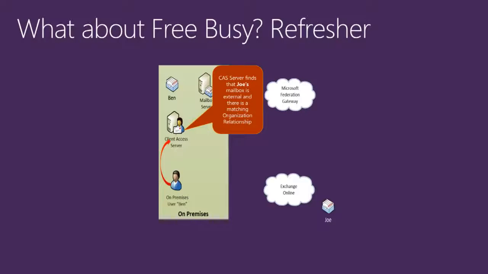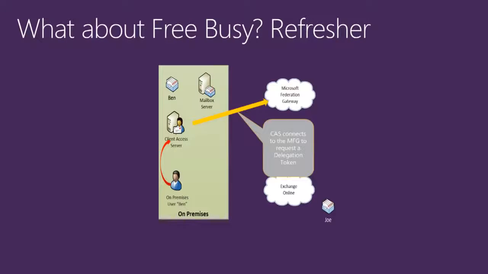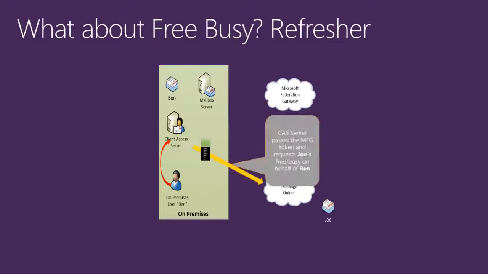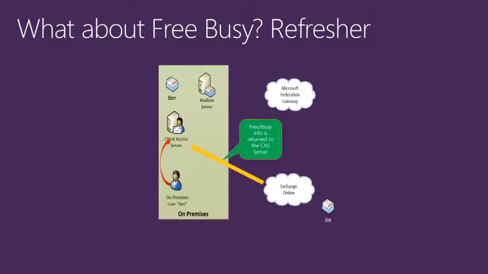I will be going to the Federation Gateway and get myself a delegation token. I have a trust with the Federation Gateway, so that Federation Gateway will see, okay, you have a trust, you'll get back a delegation token. Then the client access server will make a connection to Exchange Online, and it will ask the FreeBSD information for Joe, and at the same time hand over the delegation token. Because Exchange Online has a trust with the Federation Gateway, it can validate the token, and it will send back the FreeBSD information to the on-premises client access server and be done with it.